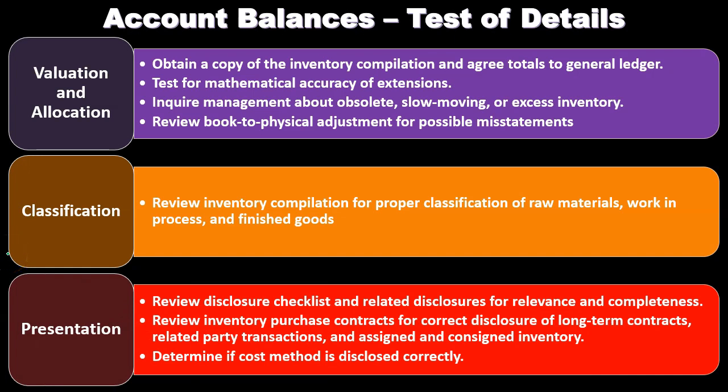And then we have the presentation. Review disclosure checklists and related disclosures for relevance and completeness. Review inventory purchase contracts for correct disclosure of long-term contracts, related party transactions, and assigned and consigned inventory. Determine if cost method is disclosed correctly. So you'll recall the cost methods that we could have. We could have specific identification for large inventory, where we specifically identify, like, a car by license plate number. We can have first in, first out, where we assume first in, first out just as a cost flow assumption, last in, first out, and weighted average methods.